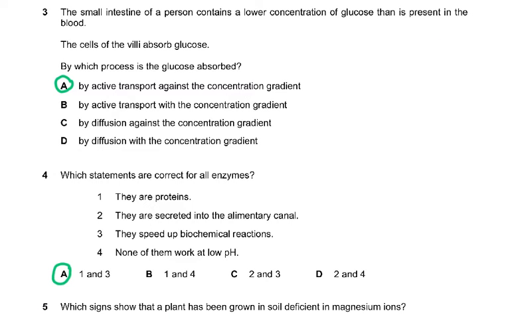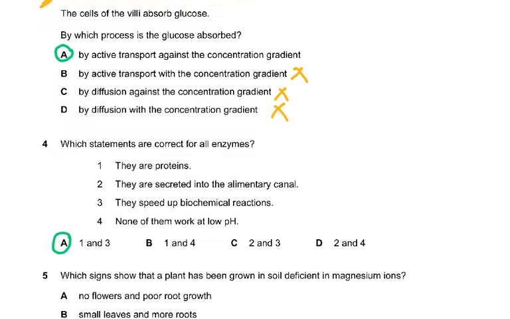Now question number 3. The small intestine of a person contains a lower concentration of glucose than is present in the blood. The cells of the villi absorb glucose. By which process is the glucose absorbed? Everybody knows that is a syllabus point. It's active transport, against the concentration gradient. Active transport with the concentration gradient is a wrong definition. Diffusion was not there, so diffusion was wrong first, and then active transport. Only if you knew this, you could do this.